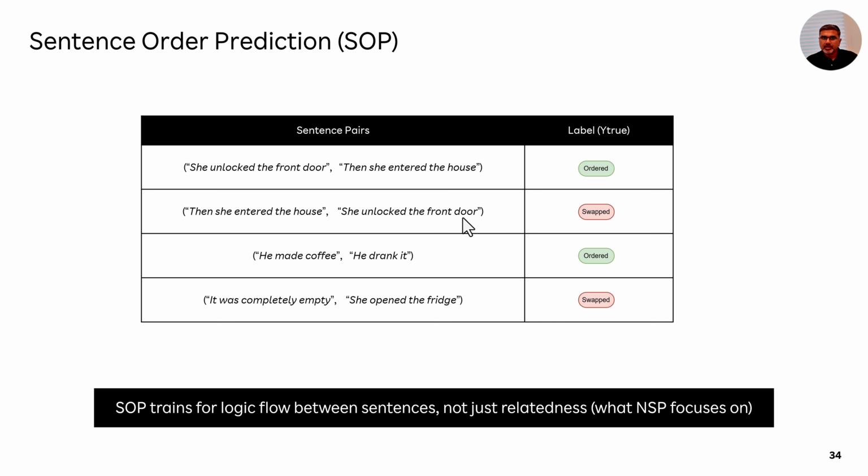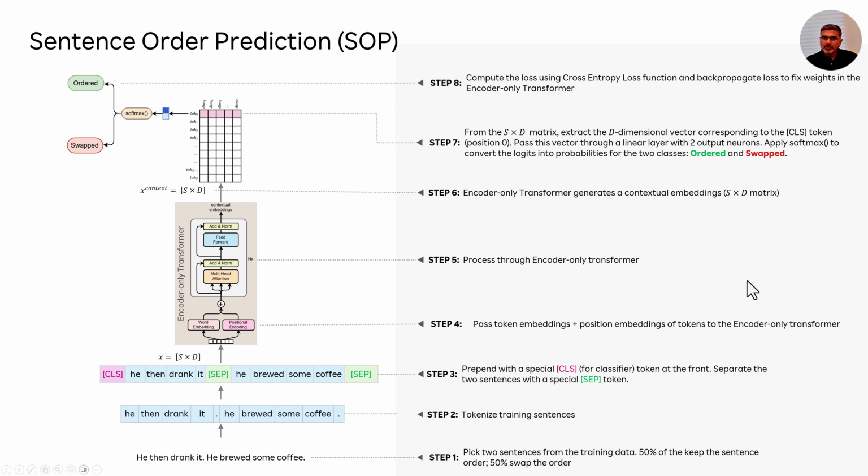That is what you're trying to determine. For example, he made coffee and he drank it is a correct order. But if you were to give a sentence like he drank it followed by he made coffee, that ordering is not correct. Okay. So how do you train this?